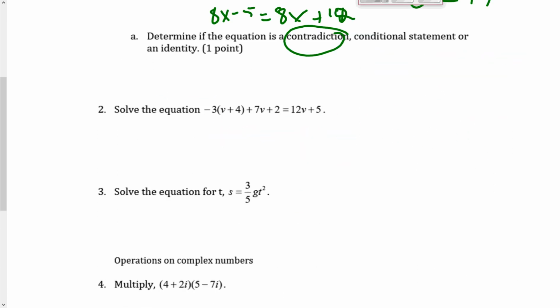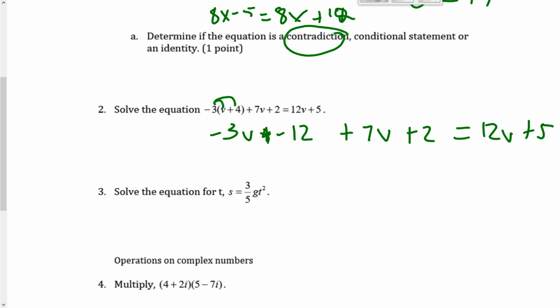Okay, number 2, you solve it the same way. So go ahead and distribute this and then solve for v. So we have negative 3v minus 12 plus 7v. Now I can take down the parentheses, plus 2 equals 12v plus 5. Now I can combine like terms. So I have 4v minus 12 plus 2 is minus 10 equals 12v plus 5.